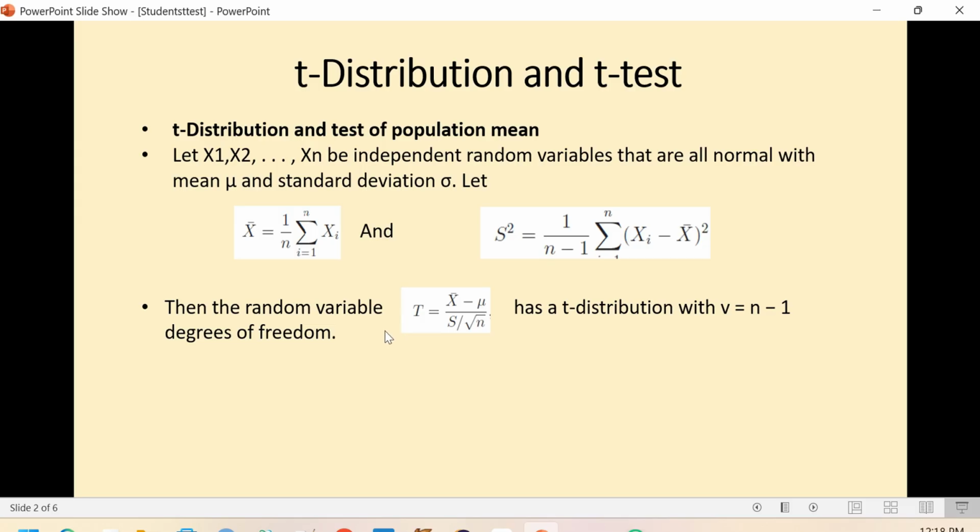If we want to test the population mean against a specific value, we can get a test statistic from the sample. This is the sample mean, the sample average, minus the value we want to test for the population mean. Then we divide it by the standard error from the sample, which is the standard deviation divided by the square root of the sample size. This is the sample variance calculation.